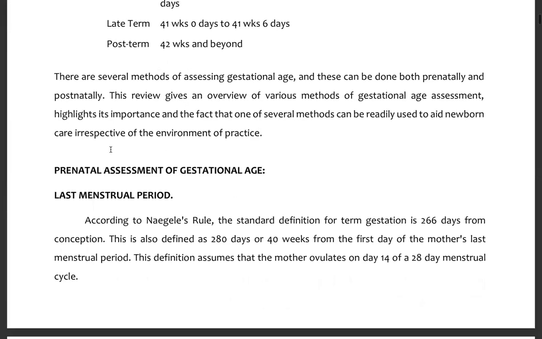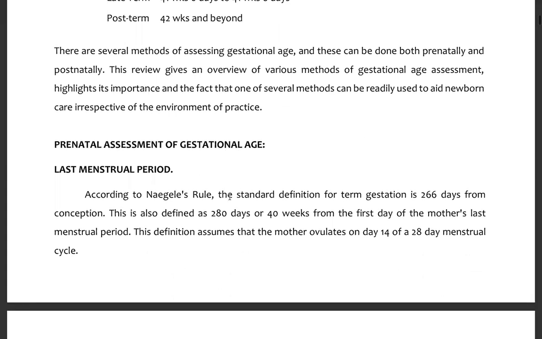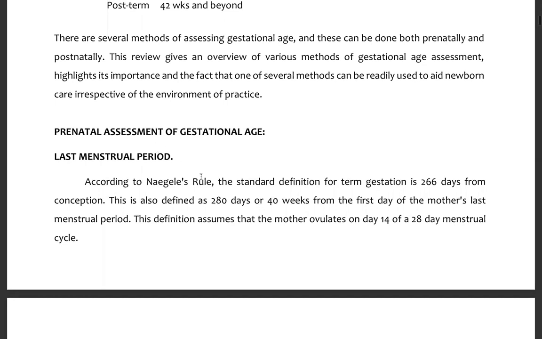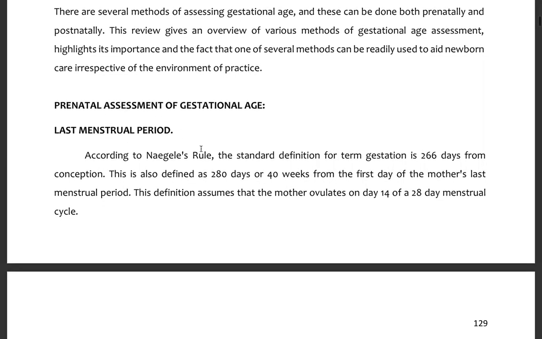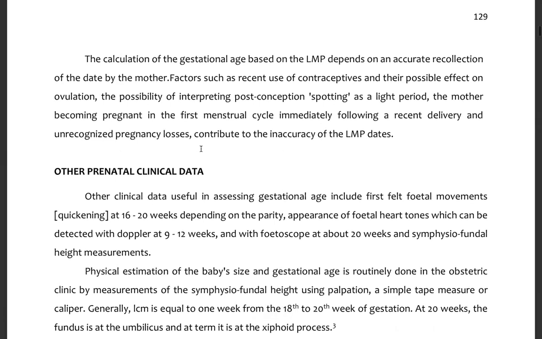So how do you do the prenatal assessment of gestational age? Before delivery, you assess it by Nagel's rule. As we know, that is 280 days or 40 weeks from the first day of the last menstrual period. This rule assumes that the woman ovulates on day 14 and has a regular 28-day menstrual cycle. This is one of the oldest ways of calculating gestational age prenatally. Prenatally, this is the last menstrual period. Another thing is the date of quickening.